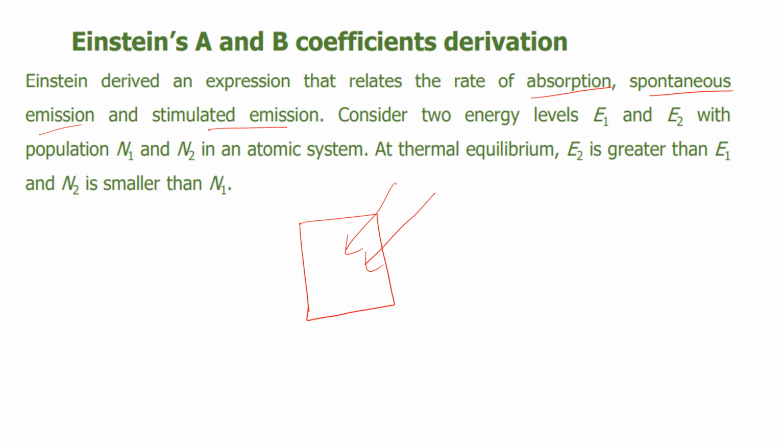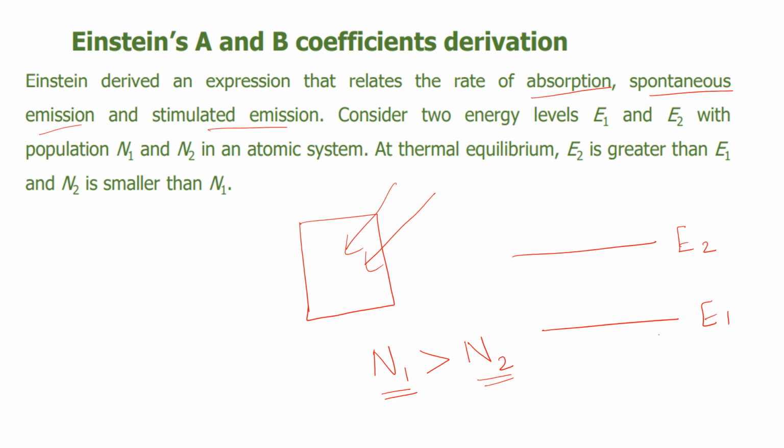For simplicity, let us consider that in an atomic system there are only two energy levels, E1 and E2. Here E1 is the lower energy level, E2 is the higher energy level, and usually the population of atoms at E1 will be greater than the population of atoms N2 at E2. The number of atoms at the lower energy level will be greater than the number of atoms at the higher energy level under thermal equilibrium conditions.